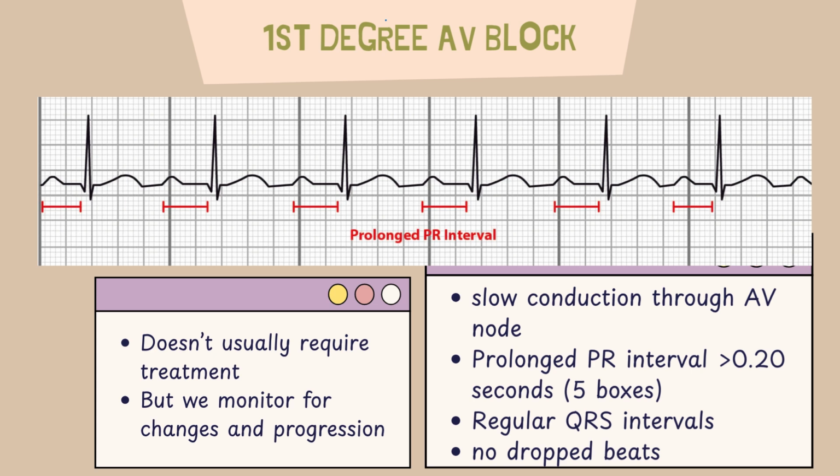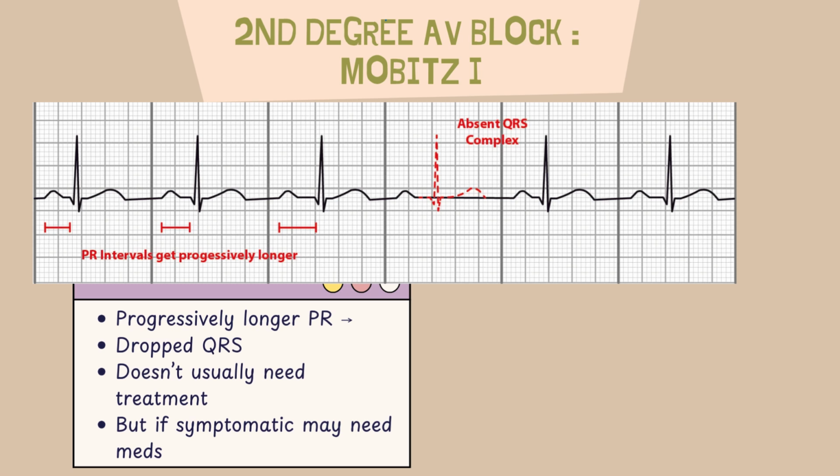Okay, second degree AV block, or Mobitz type 1. Here, the AV node gets progressively more tired. The PR interval gets longer and longer until poof, one beat doesn't make it through. A QRS drops, and then the cycle resets. So what you'll see is a P wave with no QRS after it, and that's the dropped beat. But before that, what you'll see is the PR interval stretching out slowly like it's losing steam. It takes a little bit long, a little bit longer, and a little bit longer, and then a dropped beat.